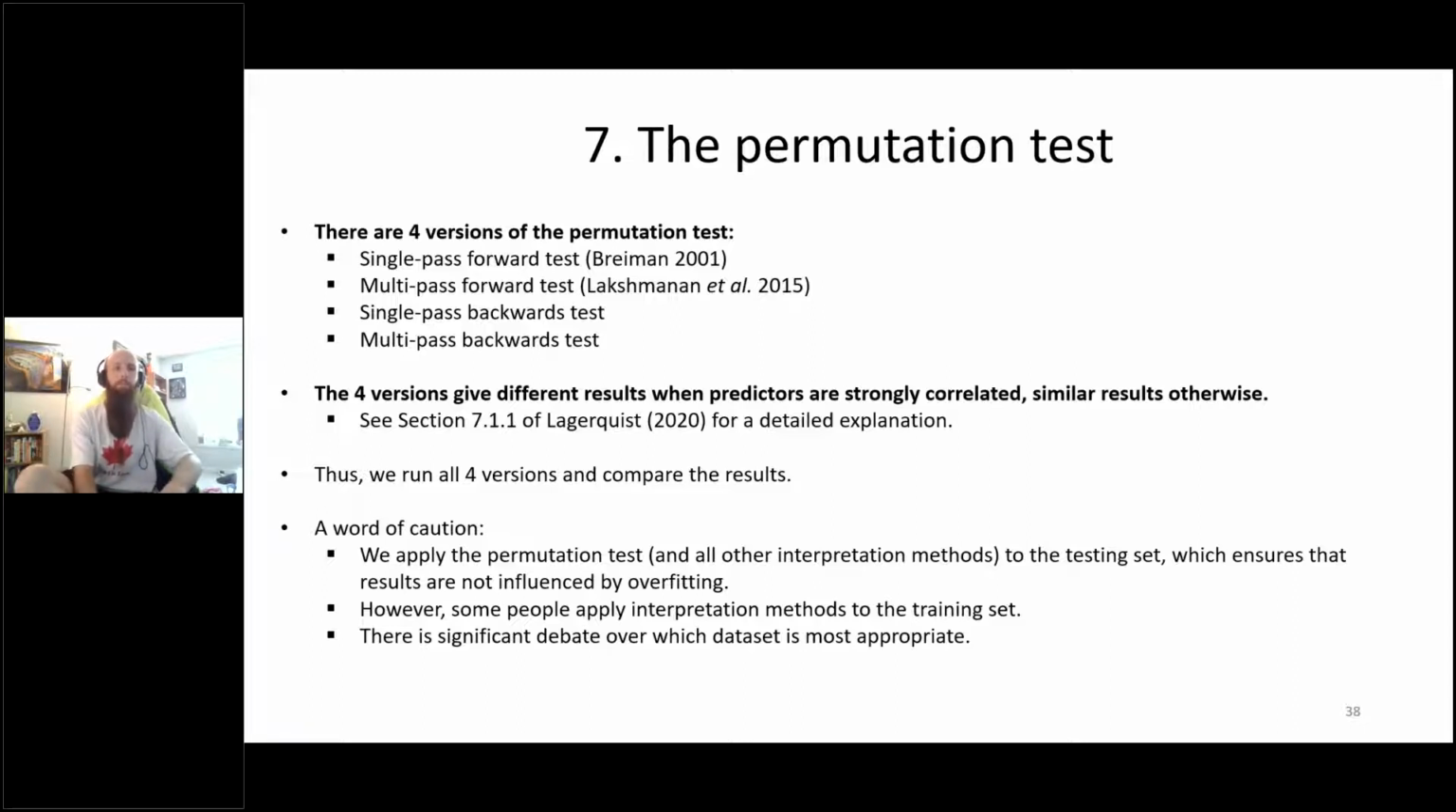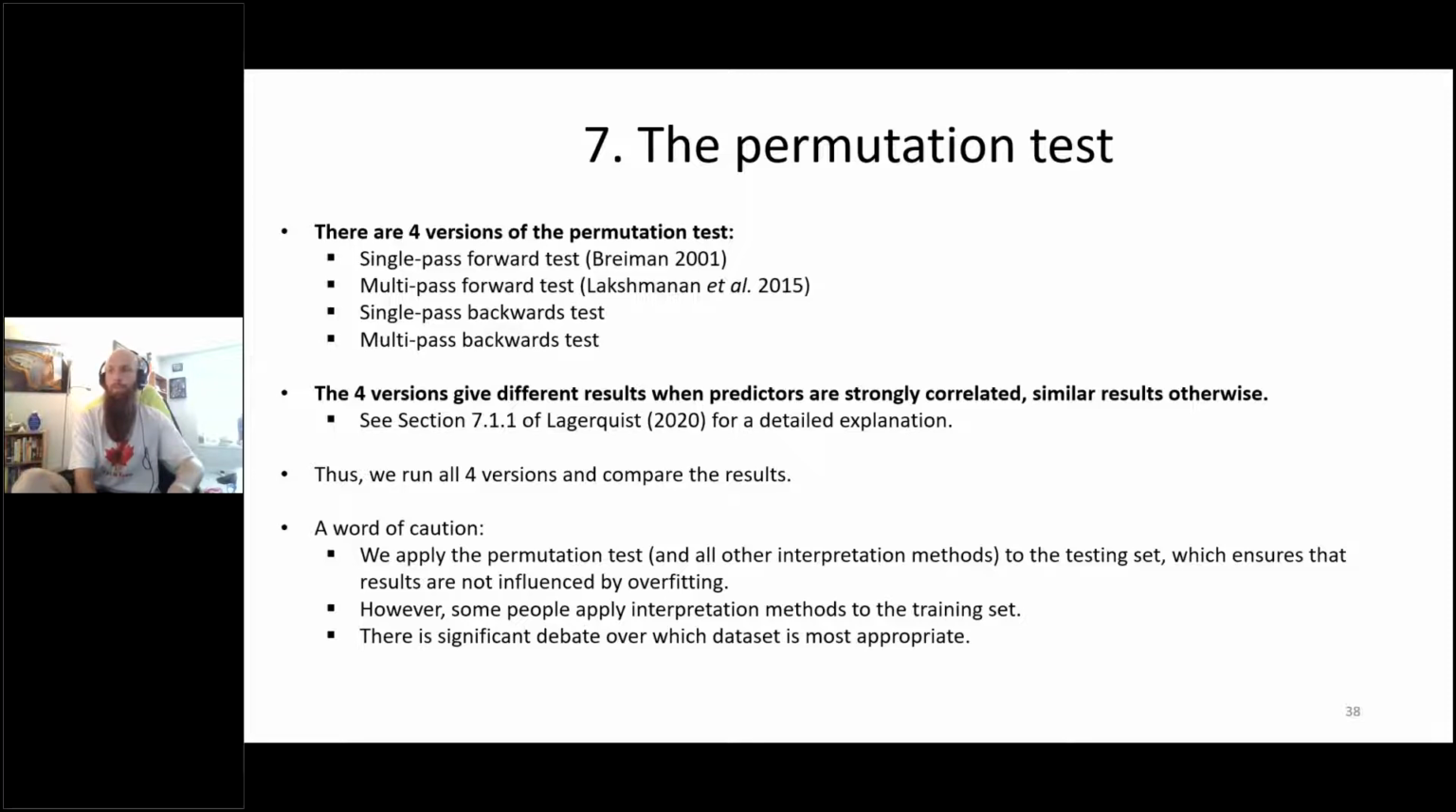Before I make a conclusion that such and such a predictor is important or unimportant, I make sure that at least 2 or 3 of the 4 versions of the test agree on that. So, a word of caution here: for all the results that I'm going to show throughout this course, when I use interpretation methods, whether it be the permutation test or something else, I'm applying all the interpretation methods to the testing set, which ensures that the results of the interpretation methods haven't been influenced by overfitting.